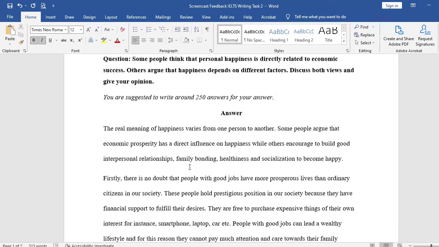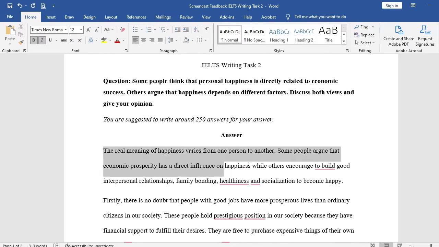So let me read out the answer. This is the introductory paragraph that my student wrote. The real meaning of happiness varies from one person to another. Some people argue that economic prosperity has a direct influence on happiness, while others encourage to build good interpersonal relationships, family bonding, healthiness, and socialization to become happy.